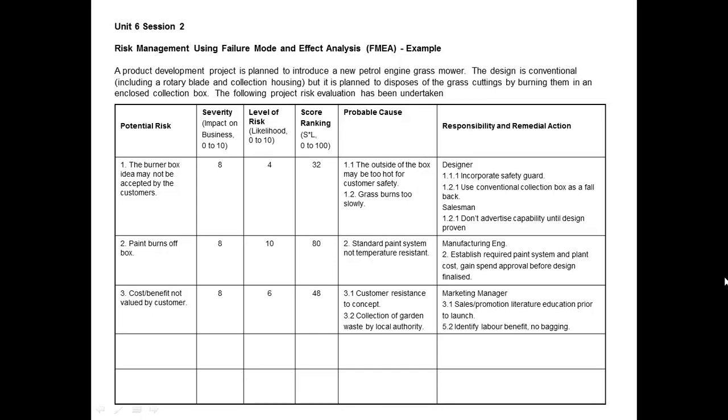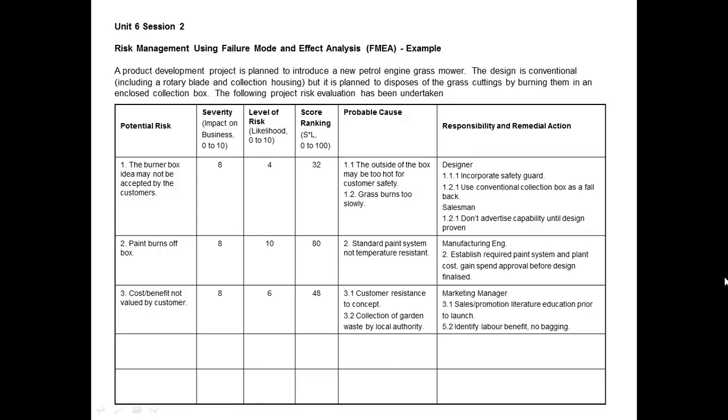Now, I've called this risk 1, but it might be broken down into more than one cause. So 1.1 might be the outside of the box may be too hot for customer safety. Now, that could be one of the causes. Another one might be 1.2, grass burns too slowly. Therefore, the idea is not actually effective.